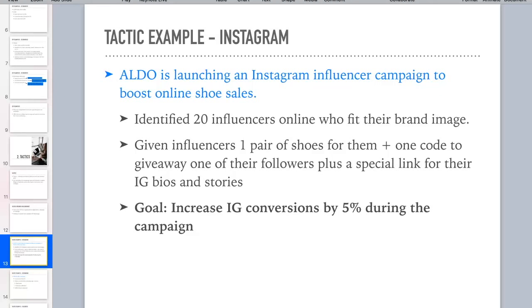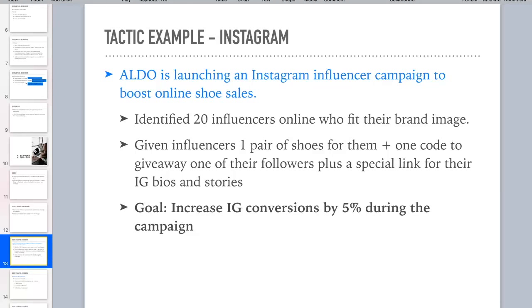So let's go back to our example of Aldo. Clearly, shoes are a very fascinating topic to me, so that's why we're going to keep using them as an example today. So let's say Aldo is launching an Instagram influencer campaign to boost online sales. They've identified 20 influencers online who fit their brand image.